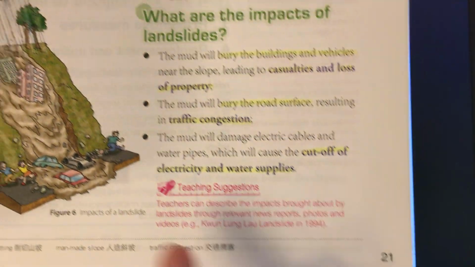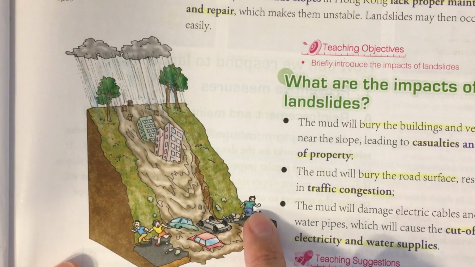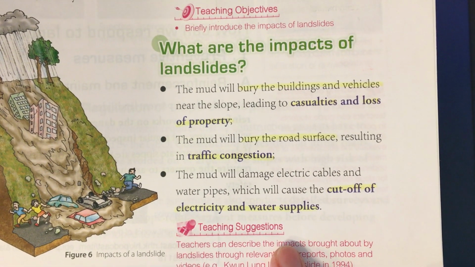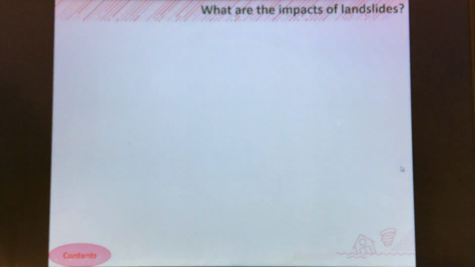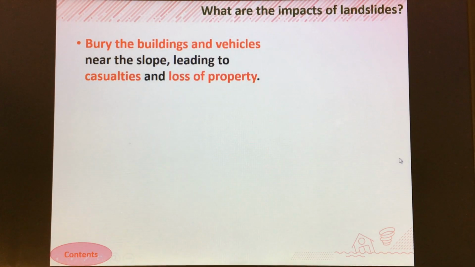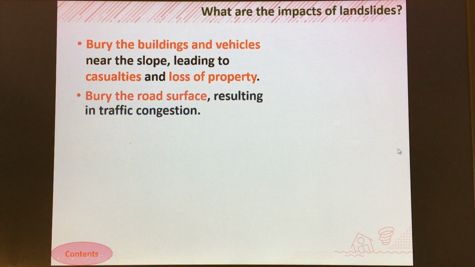On page 21, in the last part, we can look at the figure on the left hand side to see what the impacts of landslide are. Similar to other natural hazards, there are different kinds of impact it will cause to us. Some of the negative impacts include burying the building and vehicle.